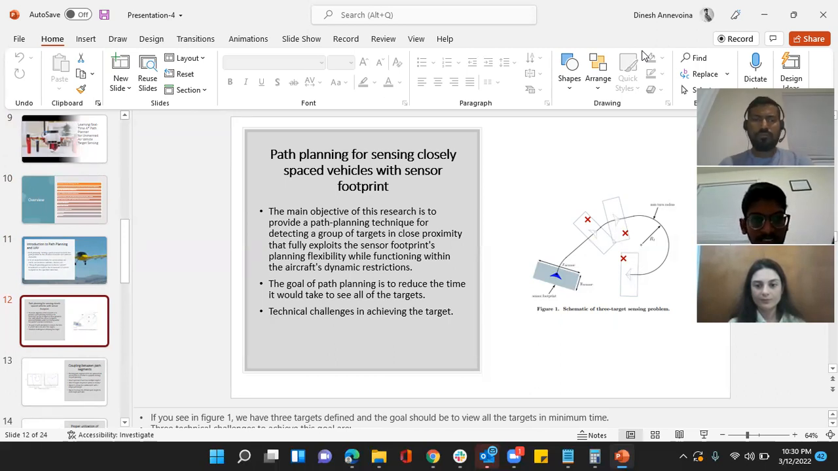If we see in figure 1, our goal is to reduce the time it would take to reach the three targets that are shown in the white boxes. There are some technical challenges to achieve this. The three major technical challenges that we found are coupling between path segments, utilization of sensor footprint, and determination of viewing order of targets.